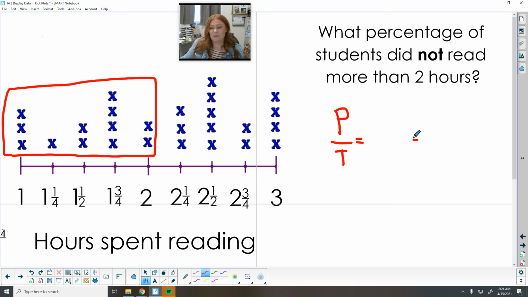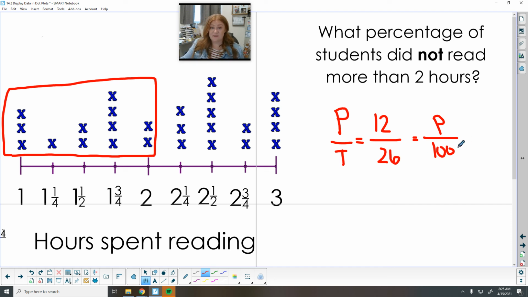We're looking for percent, which is out of 100. What percent out of 100? So let's see how many people did not read more than 2 hours. 1, 2, 3, 4, 5, 6, 7, 8, 9, 10, 11, 12. So 12 students did not read more than 2 hours. Out of, so here was 12 total, 13, 14, 15, 16, 17, 18, 19, 20, 21, 22, 23, 24, 25, 26 total. So we want to get P by itself.